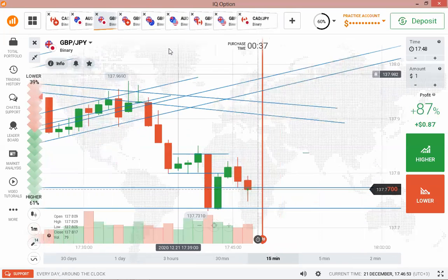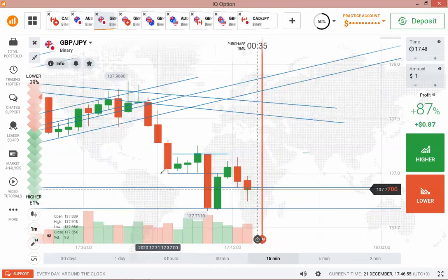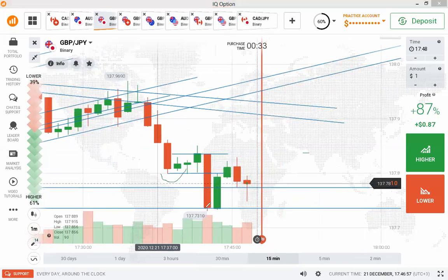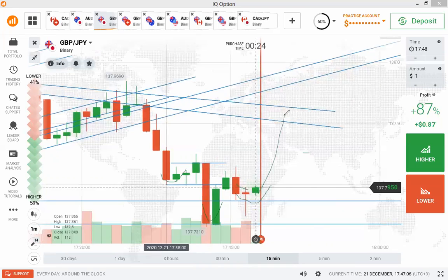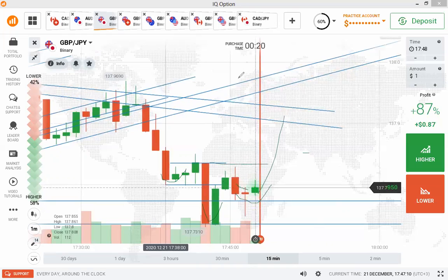So we have an inverse head and shoulder pattern, something like first shoulder, head. I think this one's going to be the second shoulder. So I think the market should go up now. Then they will break this neckline first.